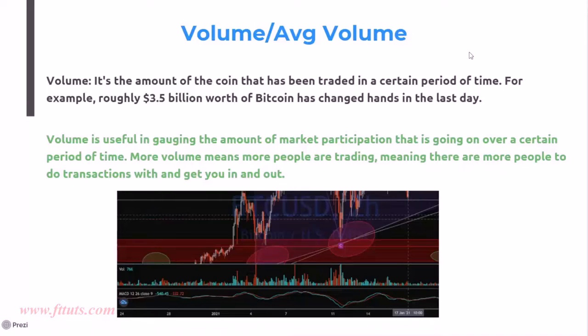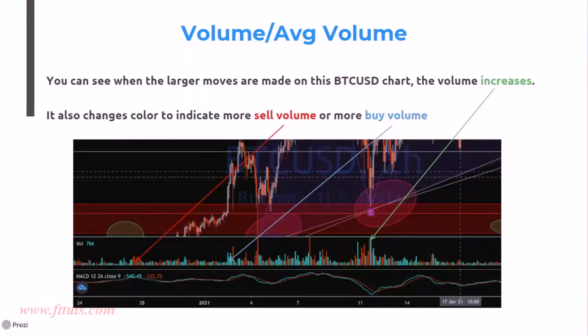That can be represented in volume increments depending on the increments that your chart is going by, but we'll get to that later in the course. Volume is useful for gauging the amount of market participation that is going on over a certain period of time. More volume means more people are trading, meaning that there are more people doing transactions and able to get you in and out of trades. You can see where the larger moves are made on Bitcoin on the chart, the volume increases. We can see right here we have a spike in volume that is going over the average. This is where we got a major pull down on Bitcoin and then a major push up.